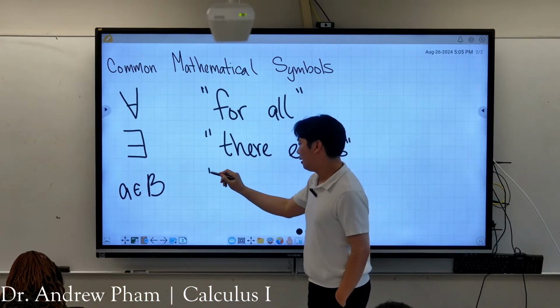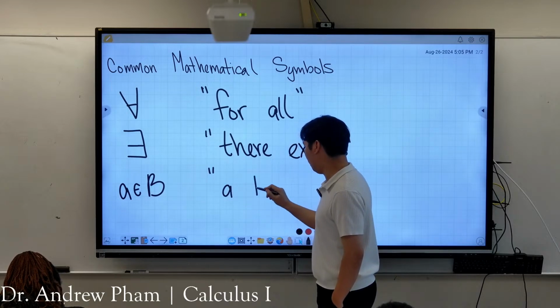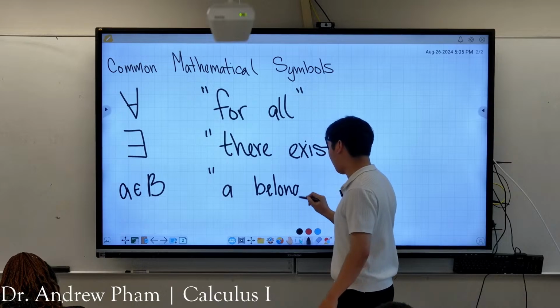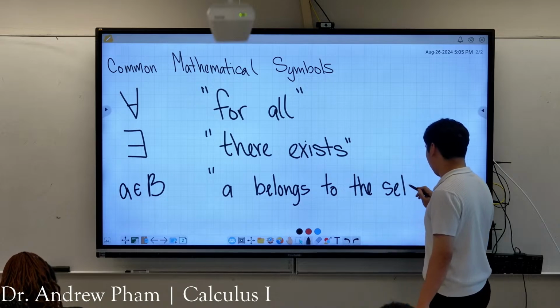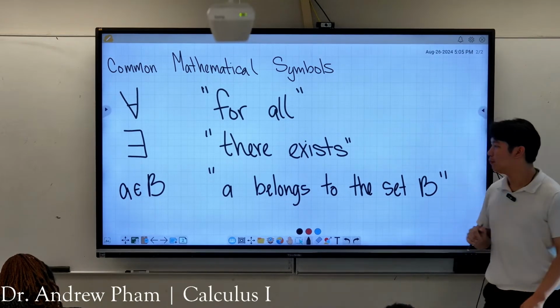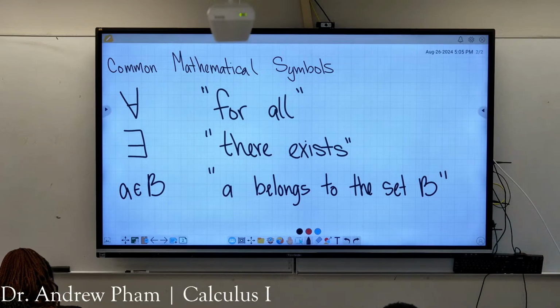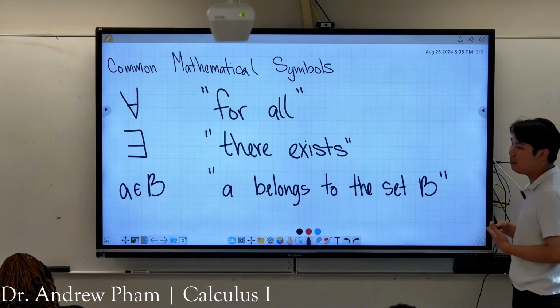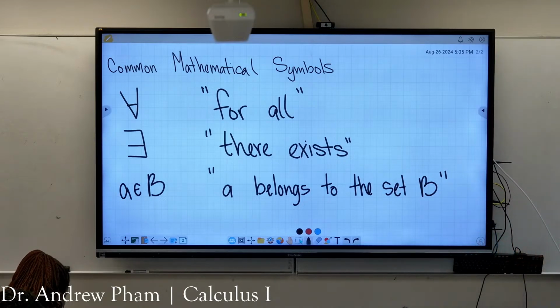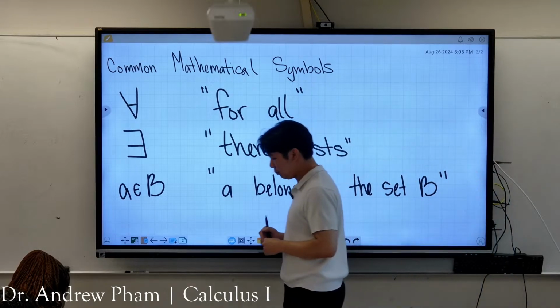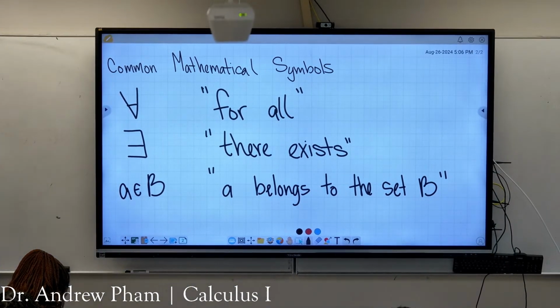This notation is saying a belongs to the set B, a being a, B being B. This little symbol between the a and B represents it belongs to the set B. And there's about 9 symbols I'm going to show. Some of them are familiar. Some of them, obviously, not as familiar.